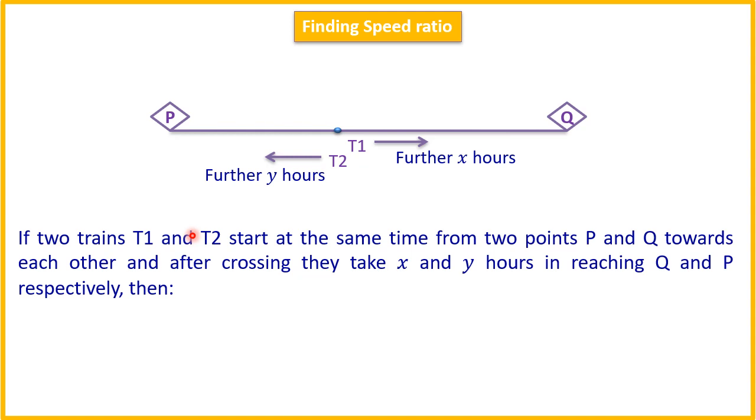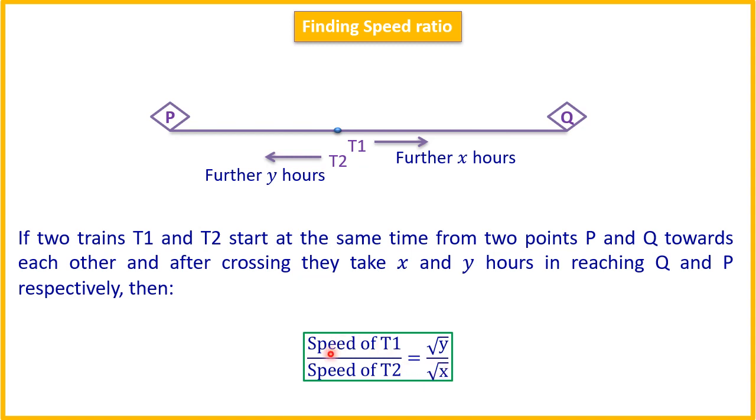If two trains T1 and T2 start at the same time from two points P and Q towards each other, and after crossing they take X and Y hours in reaching Q and P respectively, then the speed ratio between these two trains is given as under root Y divided by under root X. So here in the numerator I have written speed of T1 and in the denominator speed of T2. So while finding the ratio, on top will come the time taken by train 2 to reach its destination, and in the denominator the time taken by train 1 to reach its destination, under root of both. Please remember this expression, because this expression is nothing but a shortcut to find the answer in some types of questions.